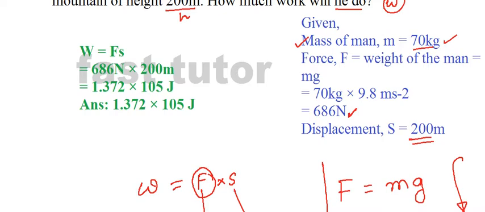And if we just look into this, W equal to Fs. Just put the value here, 686 Newton and displacement 200 meter. It is given. Now we can find this answer. So this math is a bit easier.